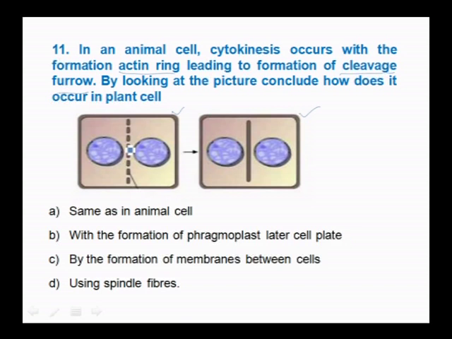So options goes like this: A, same as in animal cell; B, with the formation of phragmoplast, later the cell plate; C, by the formation of membranes between cells; D, using the spindle fibers. The right option for this is B.